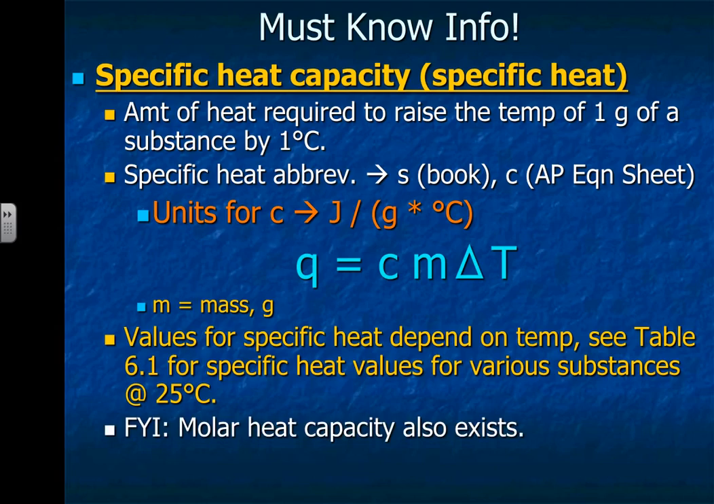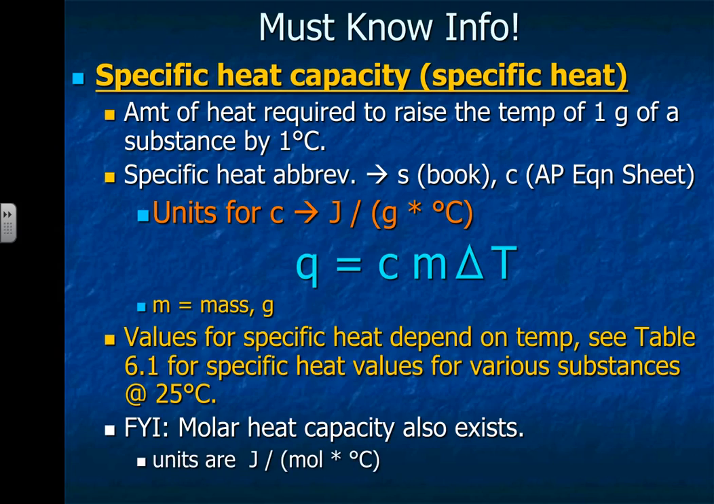The other thing you might notice in table 6.1 is that there is something right next to it called molar heat capacity. Molar heat capacity, go back up to the definition, which is way up here. If I'm going to define molar heat capacity for you, amount of heat required to raise the temperature of 1 mole of a substance by 1 degree Celsius. So molar heat capacity, just notice the difference in the units. It's joules per mole degree Celsius.